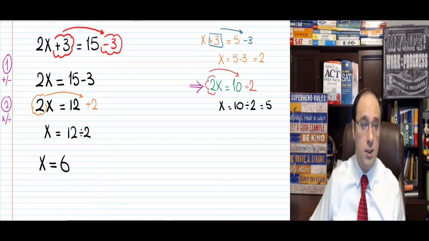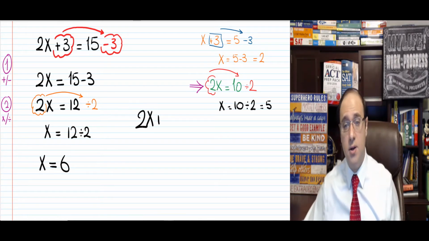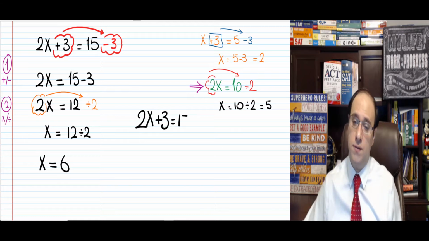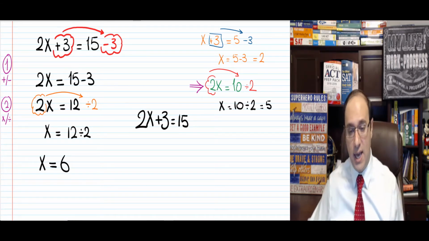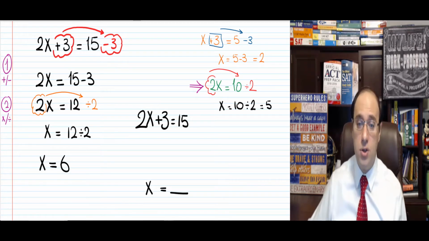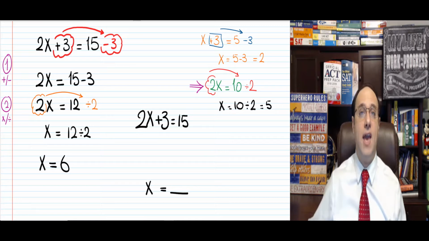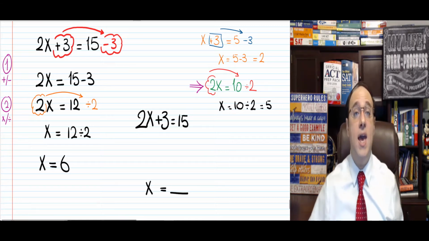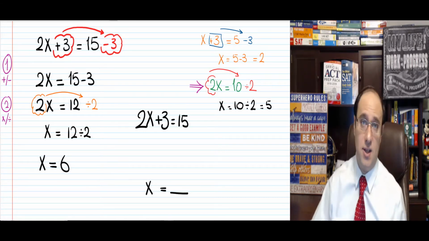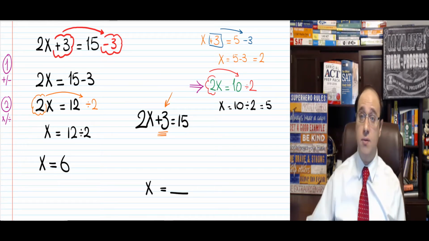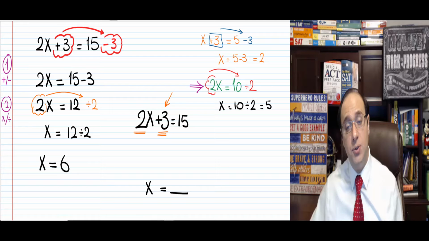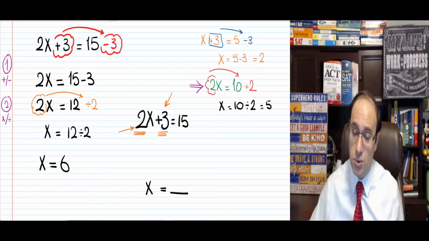Let's recap really quickly. 2x plus 3 equals 15. This is what I had originally. I want to get x equals something. In order to do that, I must get rid of anything next to the x. In this case, I have two things next to the x. I have something that is added or subtracted, which is the plus 3, and I have something that is multiplied or divided, which is the times 2.